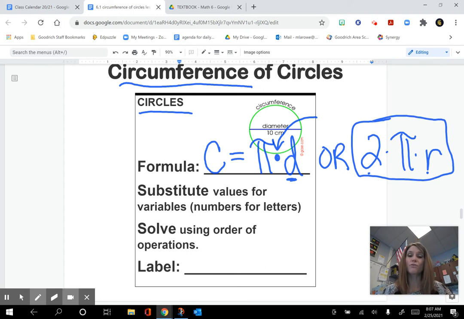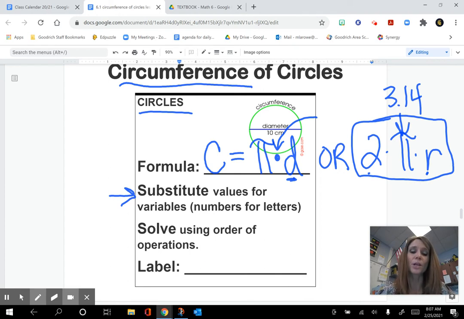Once we've chosen the formula for our circle, then we're going to substitute, which means swap out your variables for the values that they're worth, depending on what the diameter or the radius measured. And then you're just going to solve the math problem. And we can use calculators to make that multiplication happen much faster, especially now that we know we're going to be using a 3.14 for this pi symbol. That's a lot of multiplying.